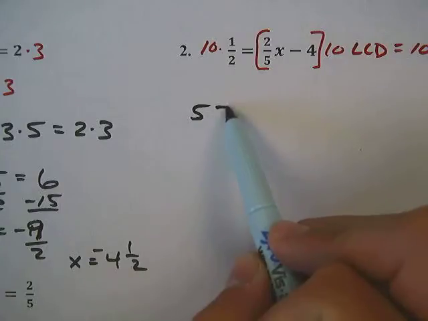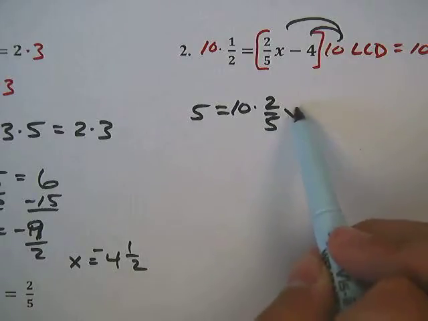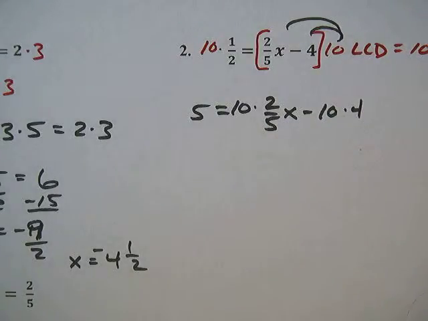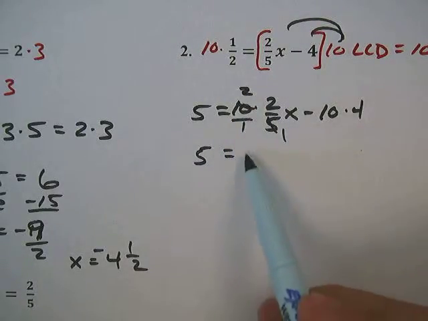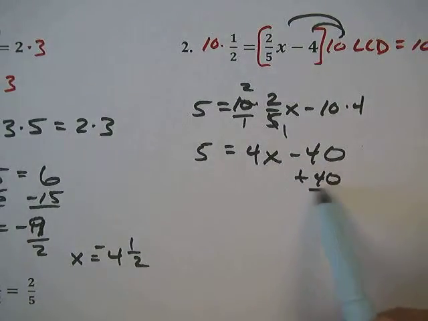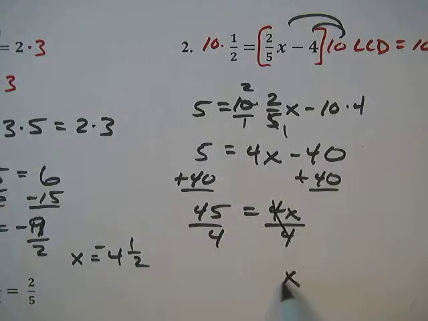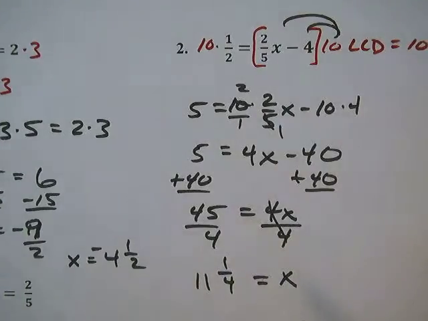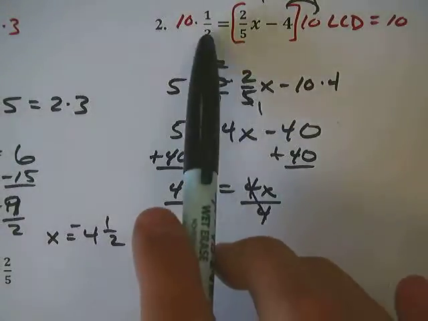So if I do that, here 10 times 1/2 is 5. Then here, I'm going to write it out again. It's 10 times 2/5 x minus 10 times 4. So it's 5 equals, 5 goes into 10 twice, so I get 4x minus 40. So I'd add 40. Get 45 equals 4x. Divide by 4. X equals, 4 doesn't go into 45 evenly, but it does go in 11 times with 1 left over. And there you go.